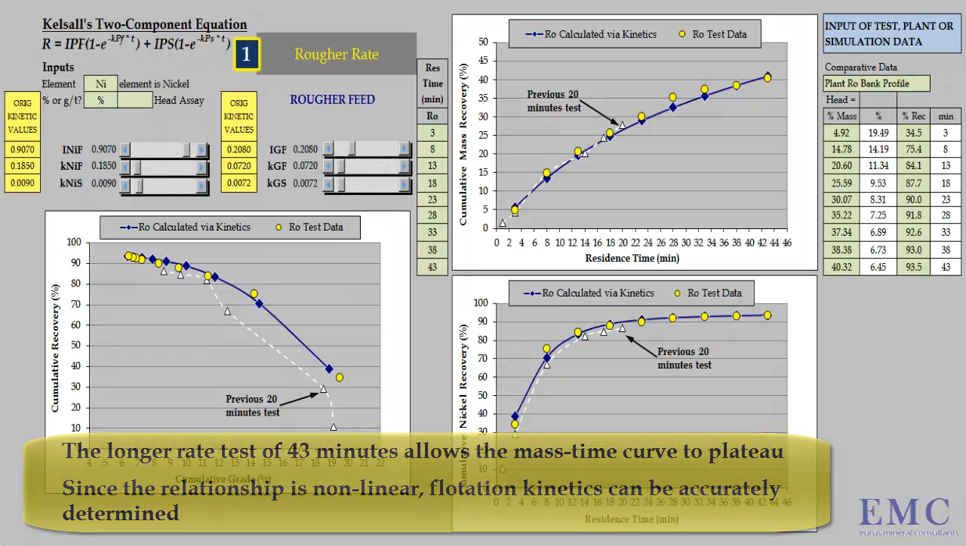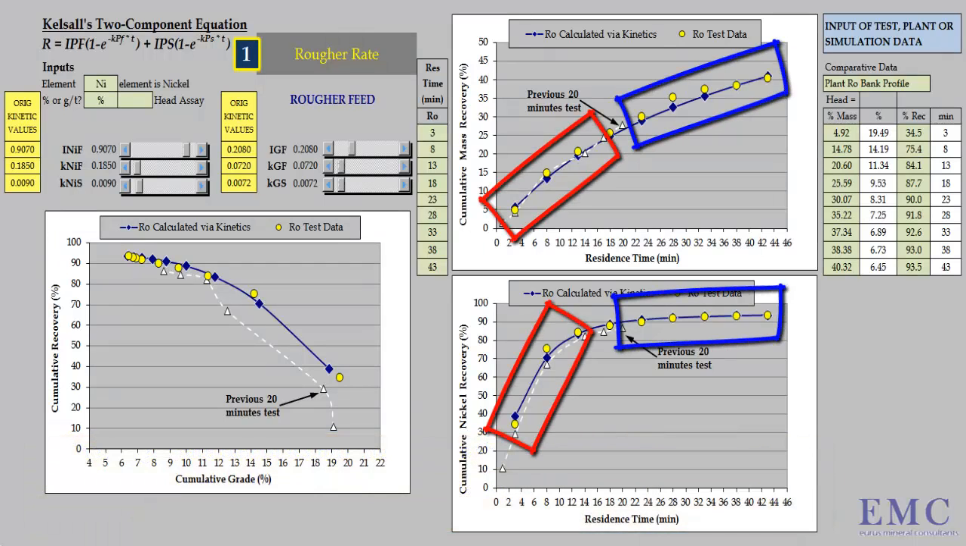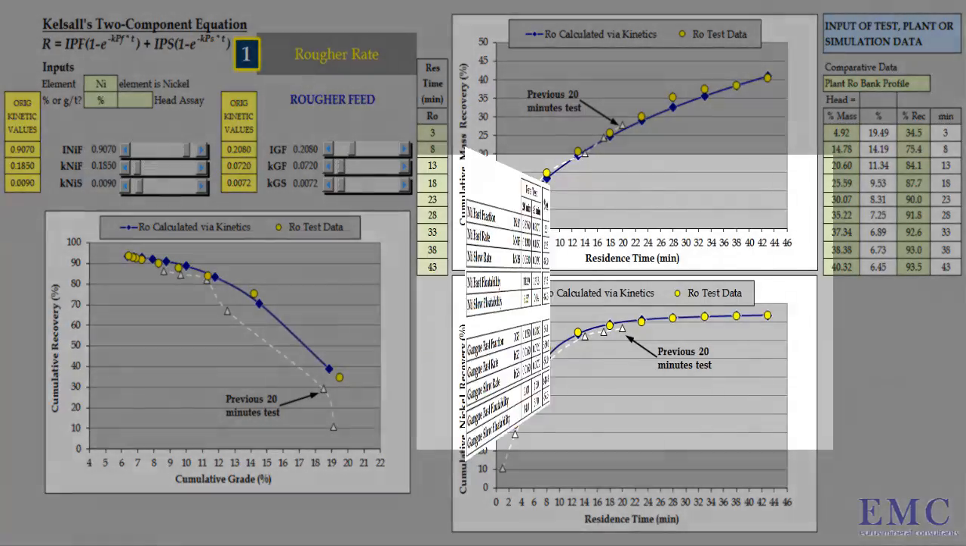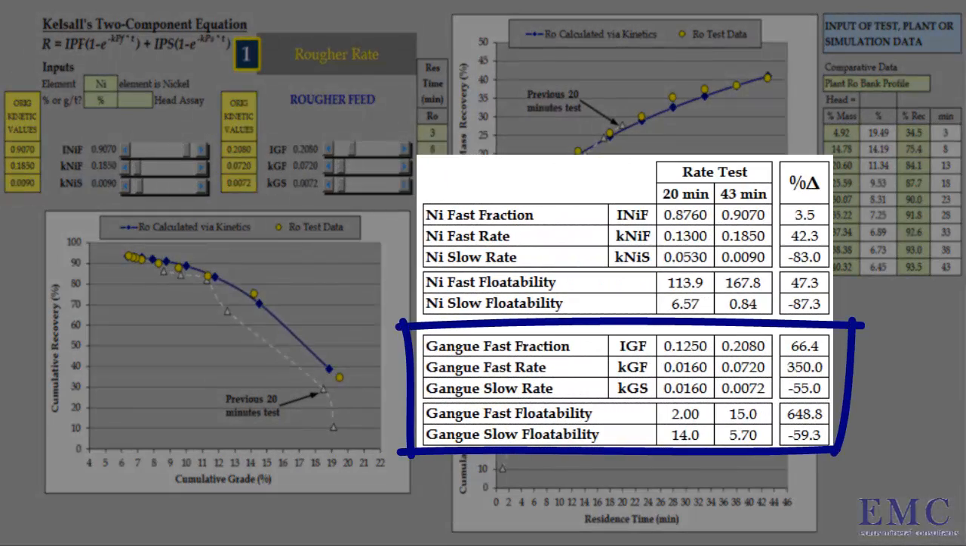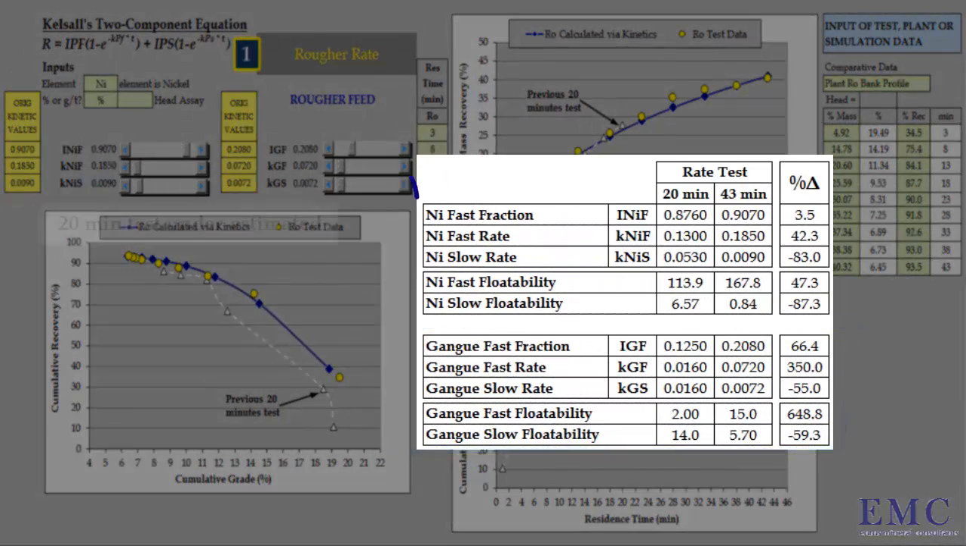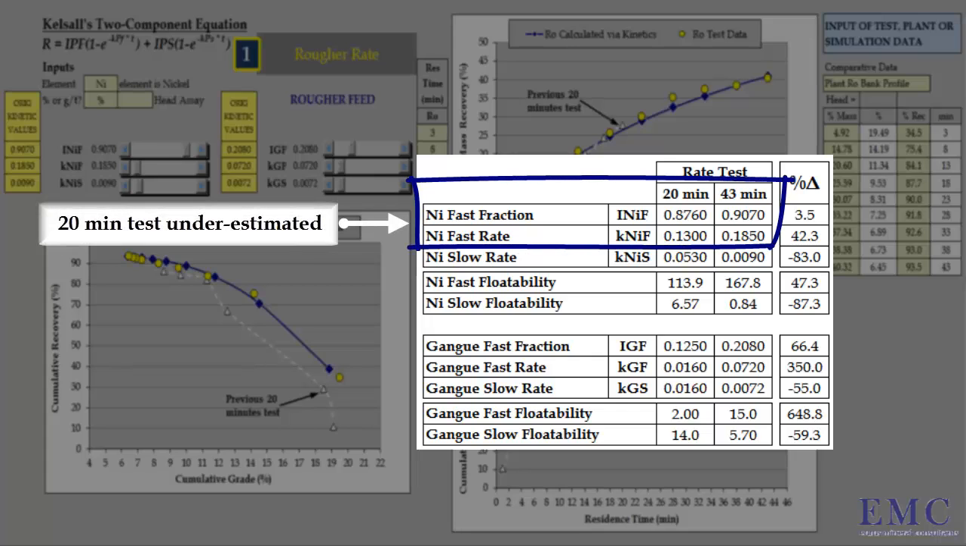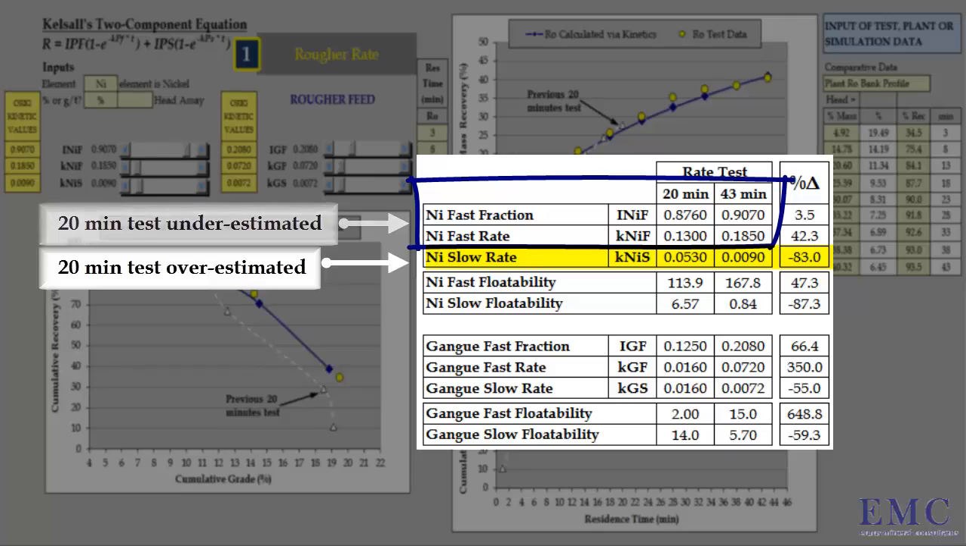Note that there are enough concentrate collections at the beginning and end of the test to adequately model fast and slow floating rates. The difference in kinetics is significant and is far greater for floatable gangue. The shorter test underestimated fast floating fraction and rate and overestimated slow floating rate.